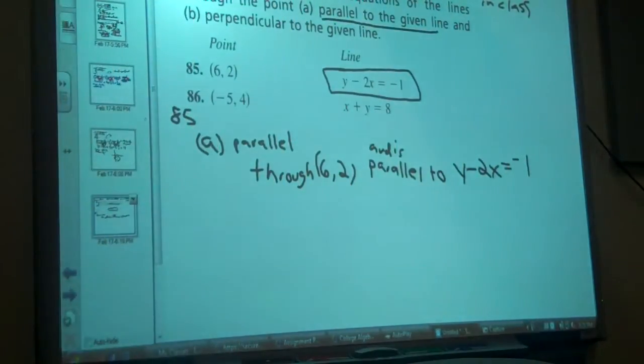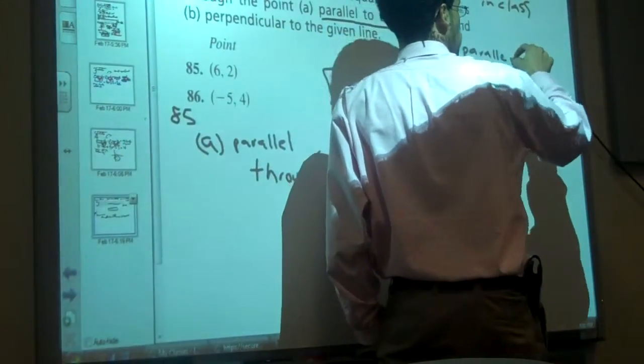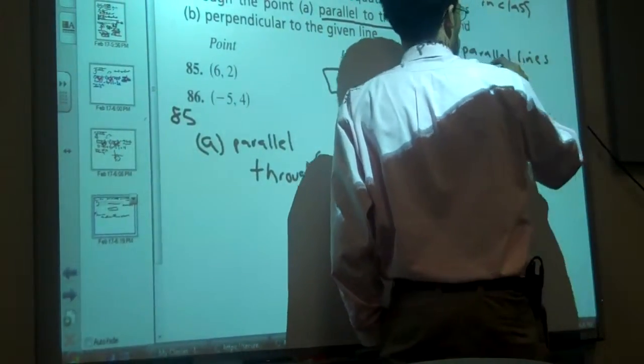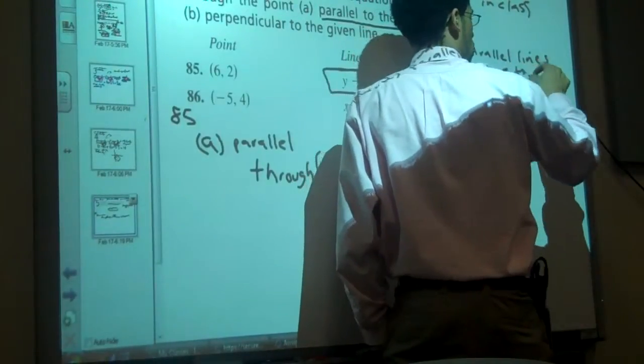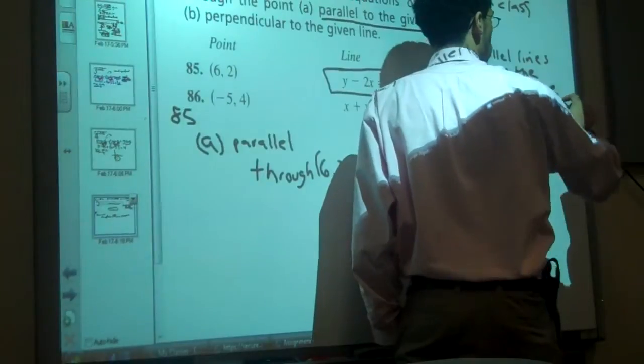What did we learn about parallel lines last class? They have the same slope. Parallel lines have the same slope. So if we can find the slope of that line, then we just use it as the slope of our line.